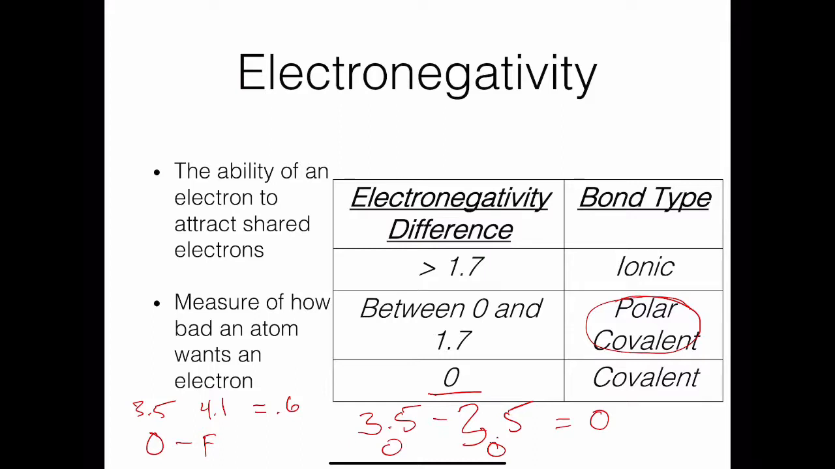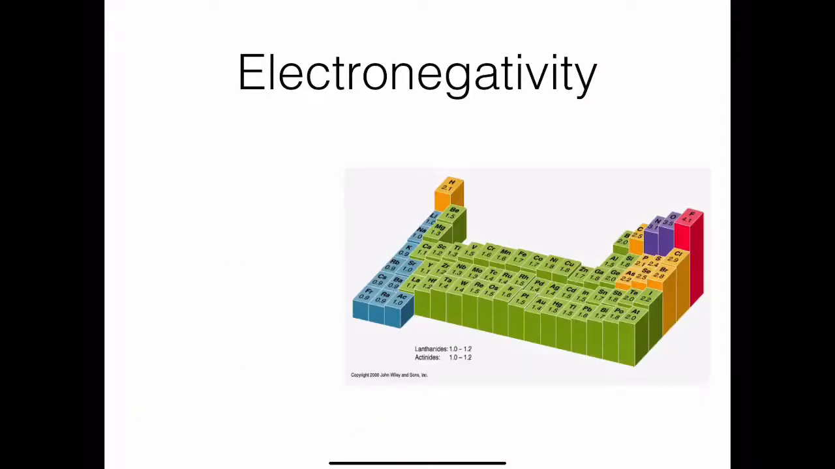And this number can vary a little bit. And like I said, don't get too hung up on these specific cutoffs. It's going to change depending on what book we look at anyway. But in general, anything with a large electronegativity difference is going to be an ionic compound.